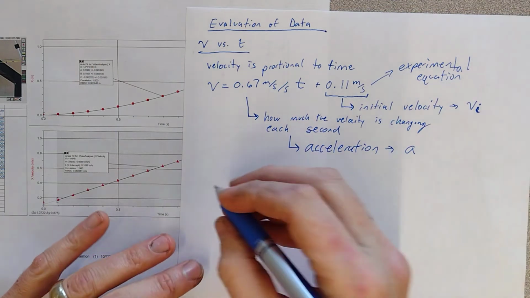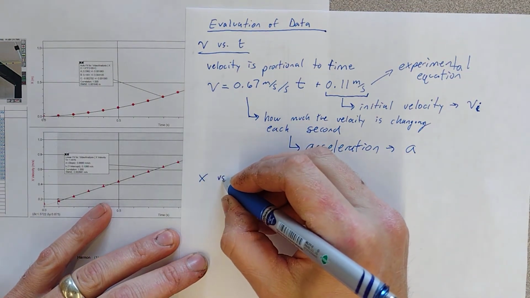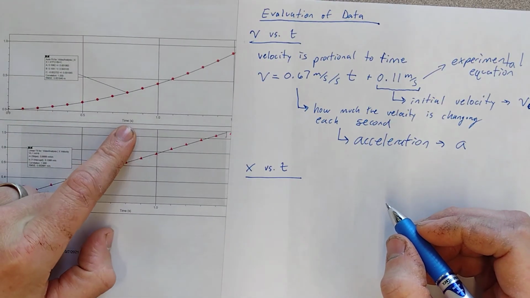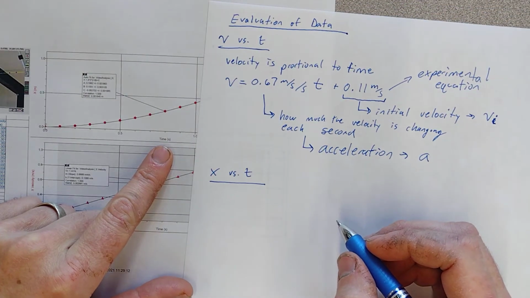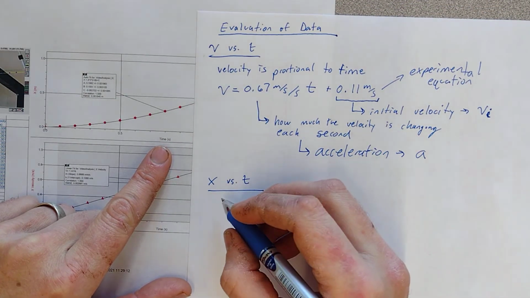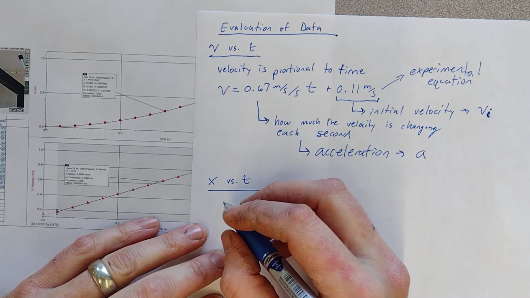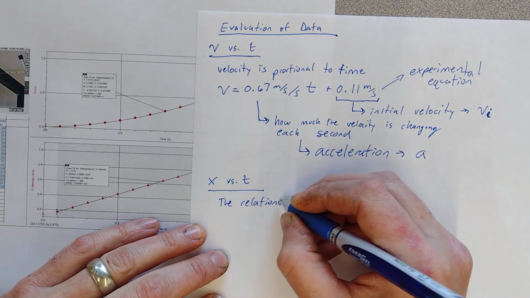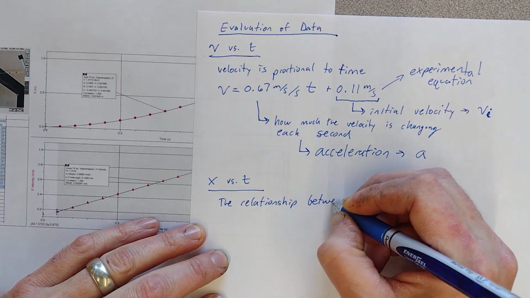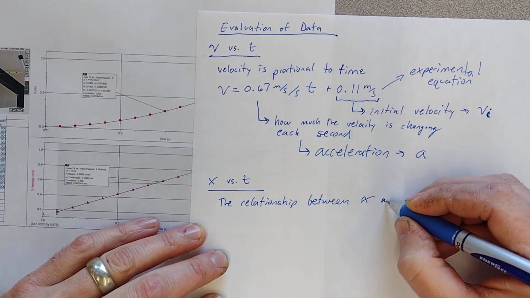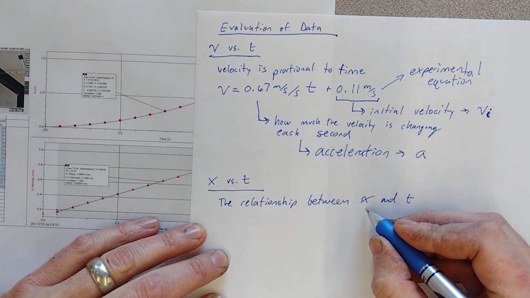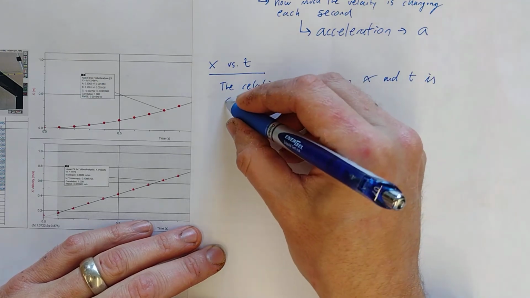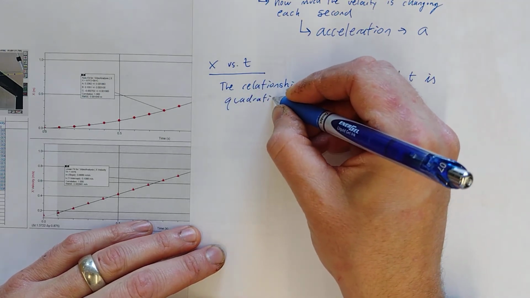All right, so let's look at x versus t now. So x versus t, we saw that position was not proportional to time. All right? It ends up that we do a quadratic fit. So the relationship between x and t, or position and time, I should say, is quadratic. That's the fit line we used.